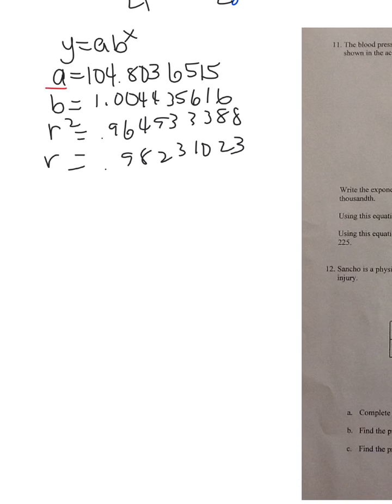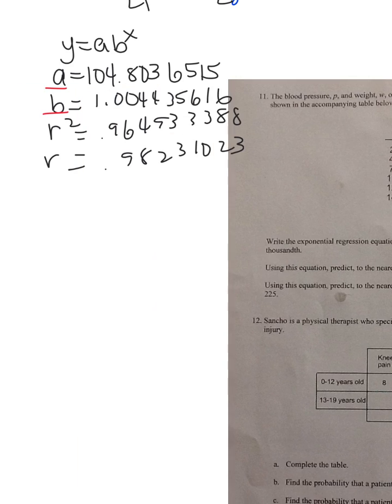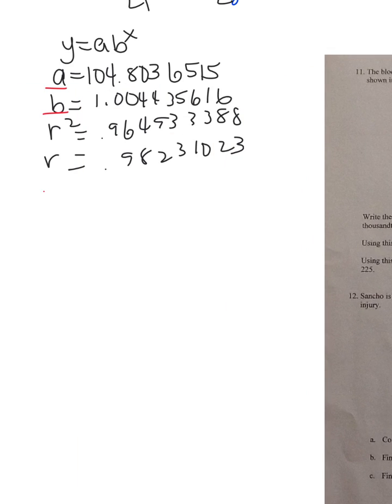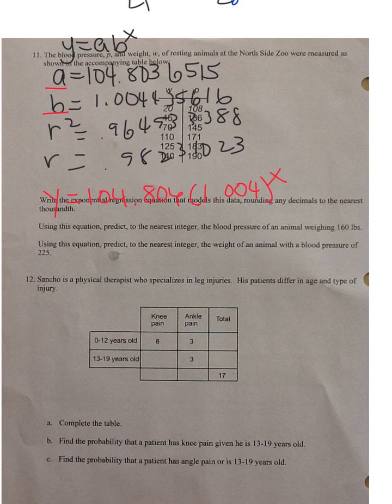All right, now we're going to plug A and B in, and this is when I'm going to round to the nearest thousandth. That would be 3 decimal places. So that would be Y equals A, which is 104.804, times B, which is 1.004, raised to the X power. That's the regression equation.